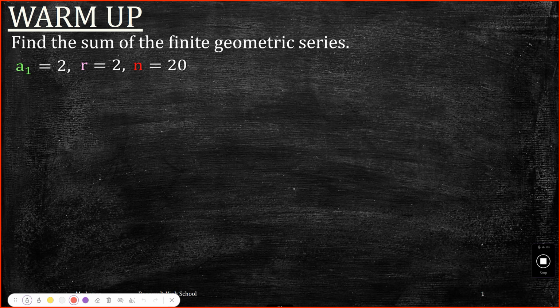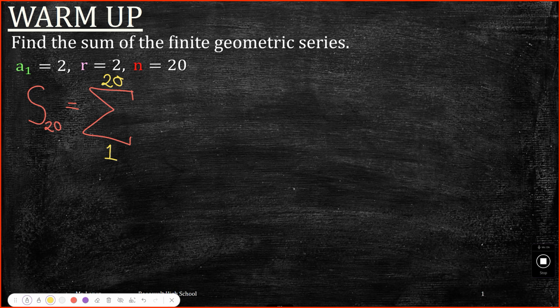The sum is the sum of n numbers. Let's go ahead and put 20. The sum of 20, n is 20, is going to equal, let's do the summation notation for it, where we start with the first one to the 20th one in the sequence. And this is geometric.